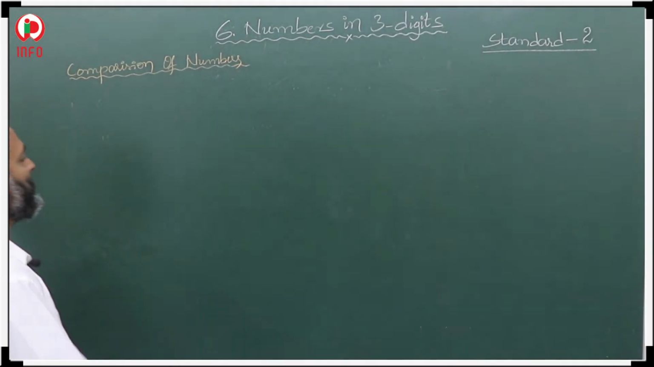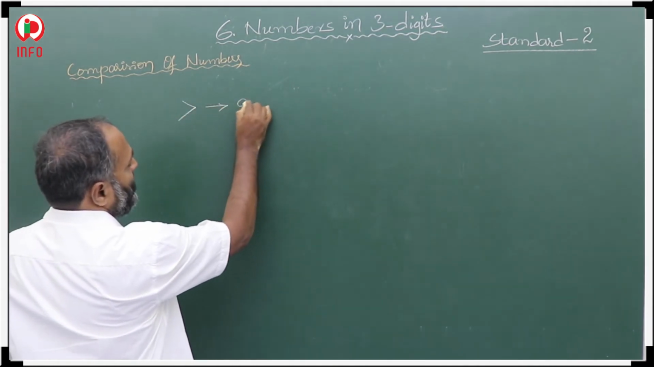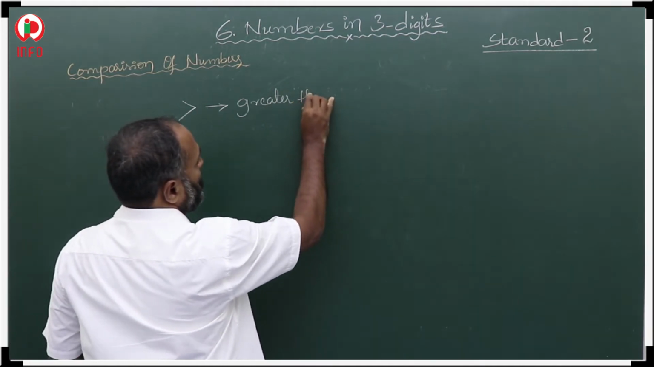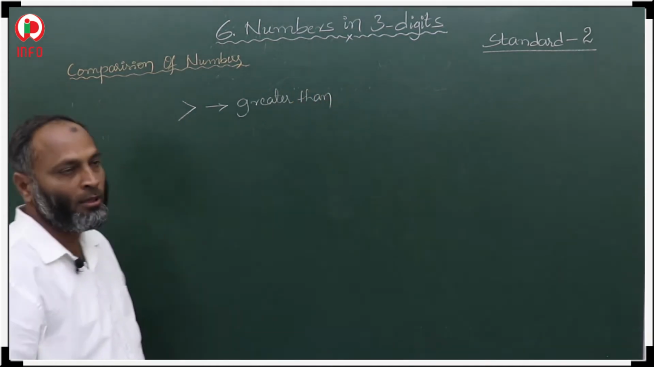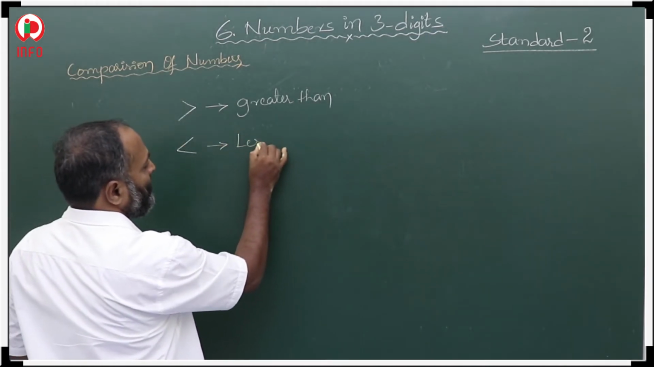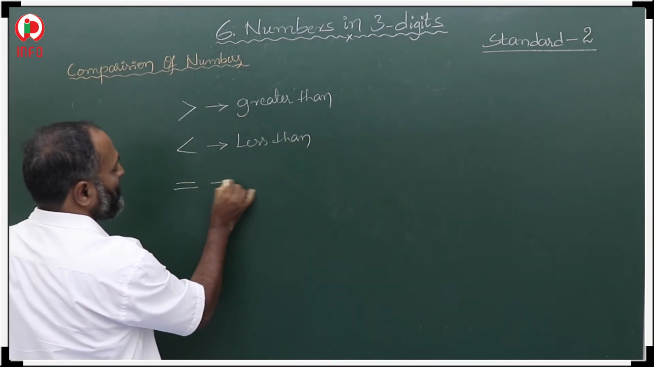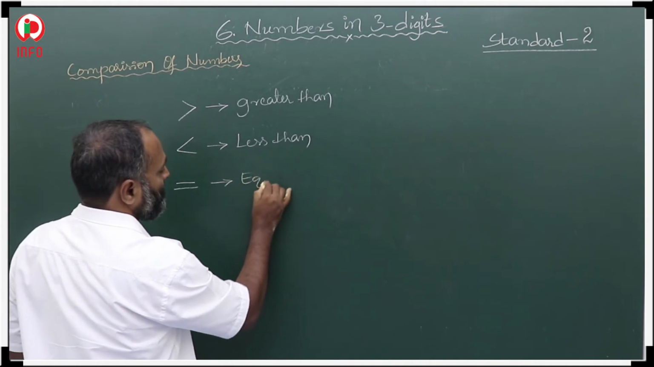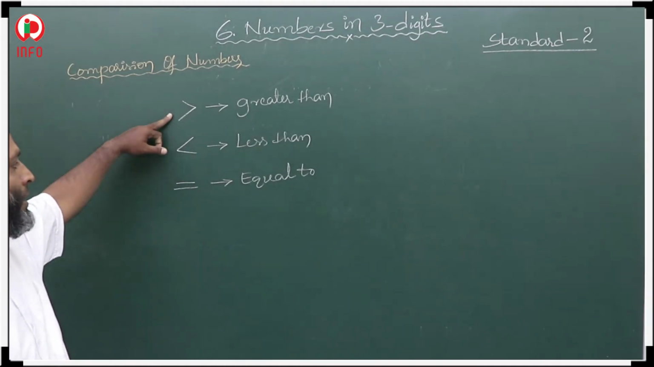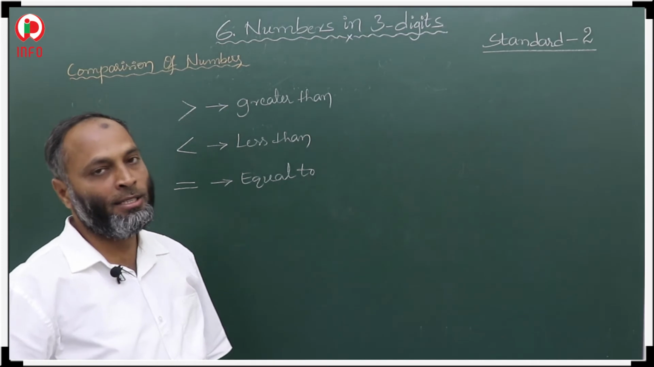Now, symbols. What does the symbol represent? This symbol represents greater than. This symbol represents less than. This represents equal to. This is the greater than symbol, this is the less than symbol, and this is the equal to symbol. Greater than, less than, and equal to.